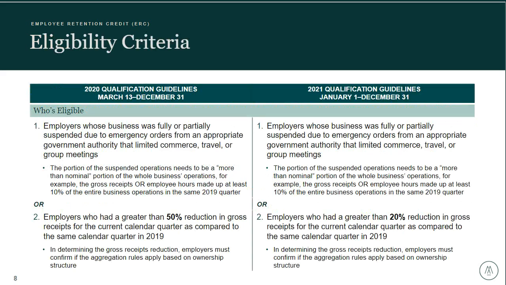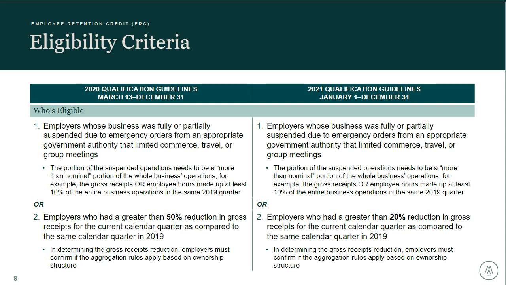And so here's some of the eligibility criteria. We tried to divide this up. Like I mentioned earlier, there were some rule changes under the Consolidated Appropriations Act and ARPA that were effective for 2021. So we have one set of rules for 2020 and another set of rules for 2021. So we tried to divide that into these two columns.